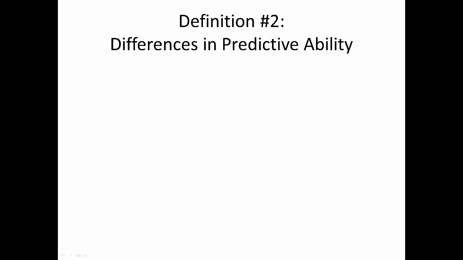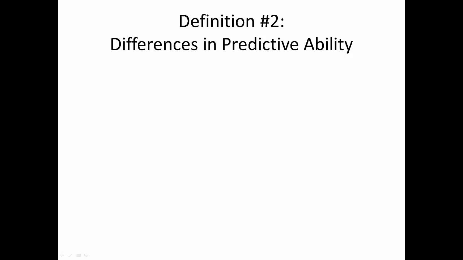According to this definition of test bias, a test is biased if the test's ability to predict outcomes varies from group to group. The best way to examine for this type of test bias is to find separate correlations between the test score and the outcome for the different demographic groups.